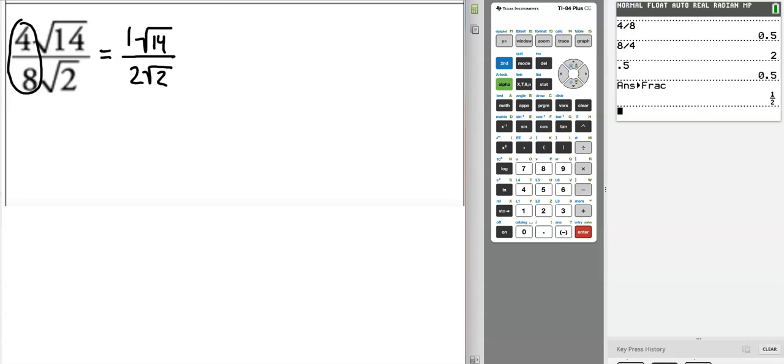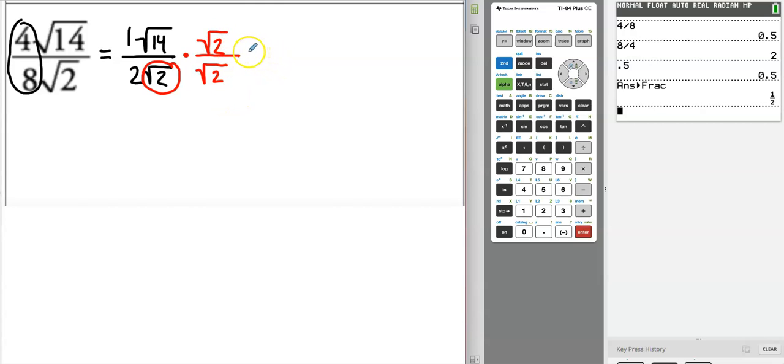So what we can do, we call this rationalizing the denominator. And so what that tells us to do is to just multiply both the top and the bottom by whatever square root is on the bottom. So in this case, I have the square root of 2 because of this square root right here. So I'm going to multiply the bottom by the square root of 2, and I'm going to also multiply the top by the square root of 2.